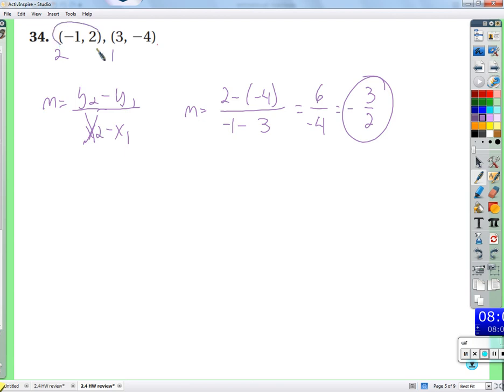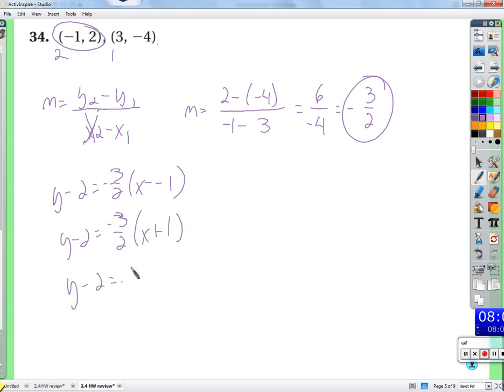So I'll use this point. I like to pick the point that has both positives, but that doesn't exist in this case. So let's pick that one. Why not? Y minus y1 equals m times x minus x1. So y minus 2 equals negative 3 halves times x plus 1. Y minus 2 equals negative 3 halves x minus 3 halves, distributing that negative 3 halves. I'm going to add 2 to both sides, but when I add 2 to negative 3 halves, I need a common denominator, so I'm going to do 4 halves. That's adding 2. Y equals negative 3 halves x plus half.